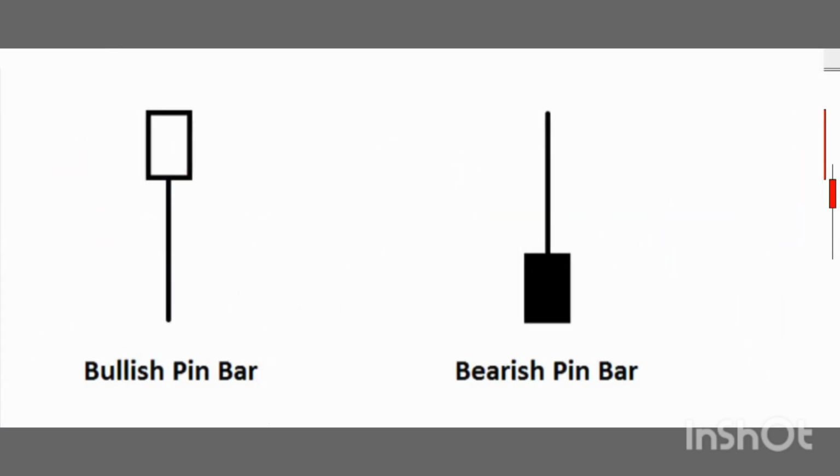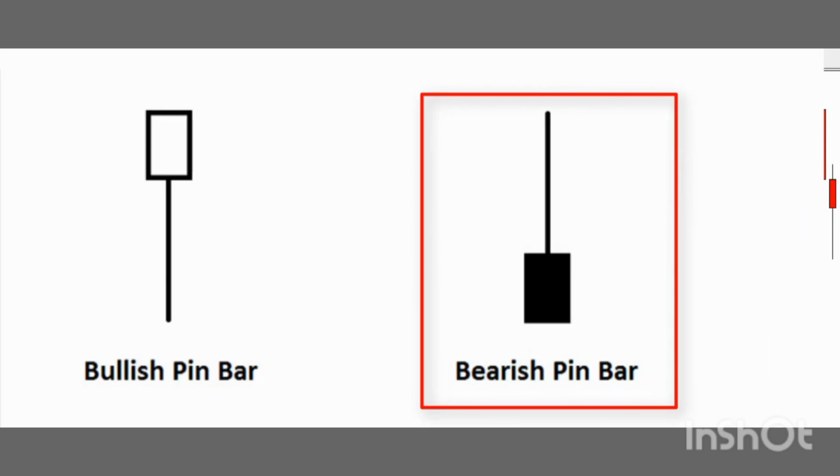So let's look at the bearish pin bar. The bearish pin bar denotes the reversal towards the downside. Anywhere you see it, the wick is an inverted hammer. We can still call it an inverted hammer. You see the way the wick is long.